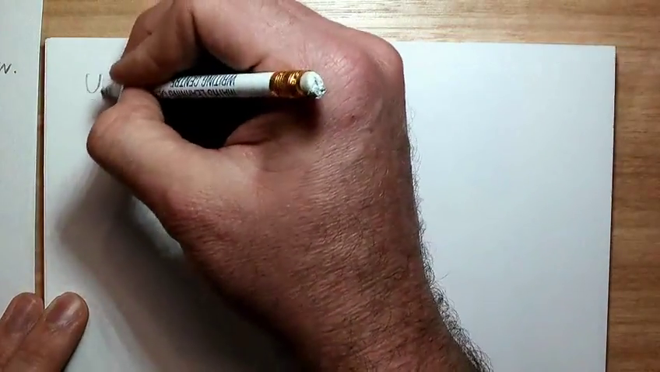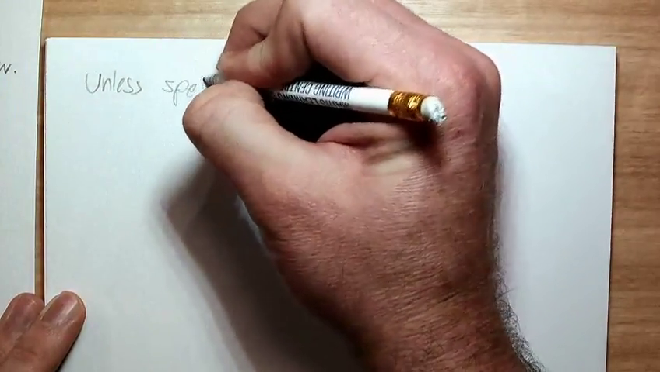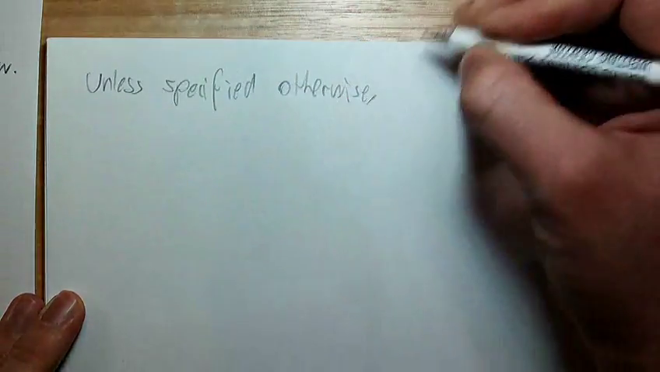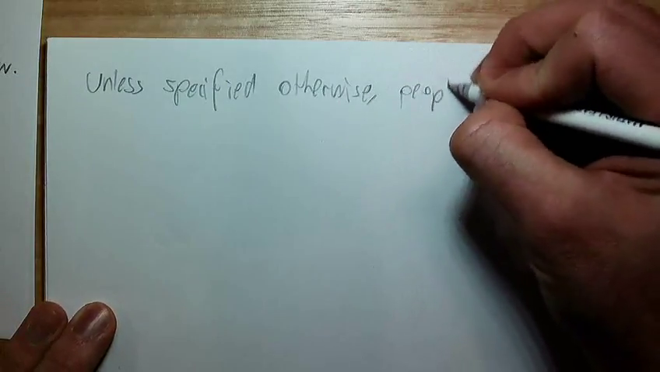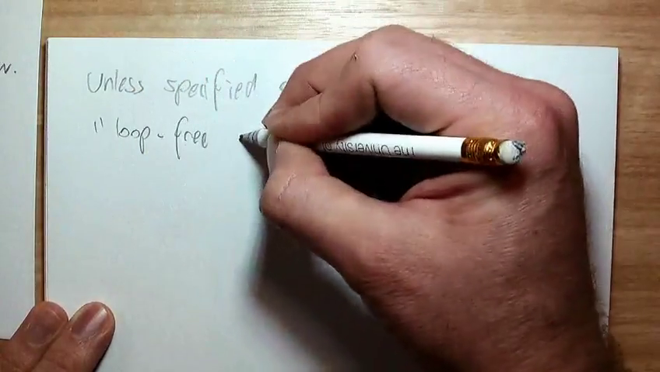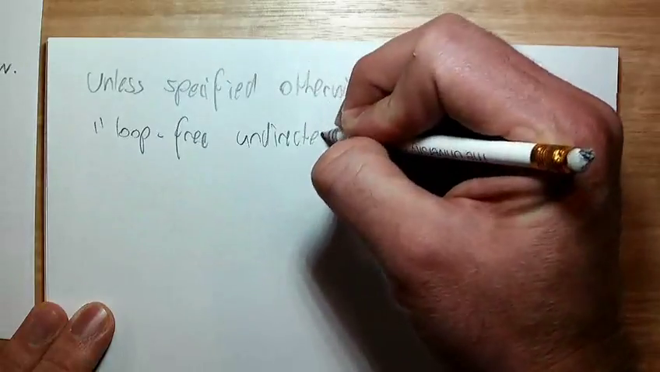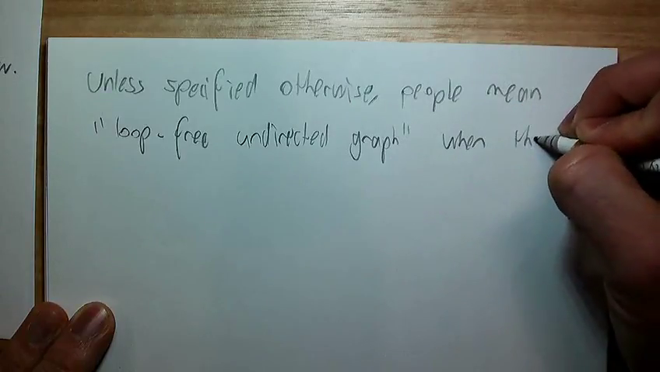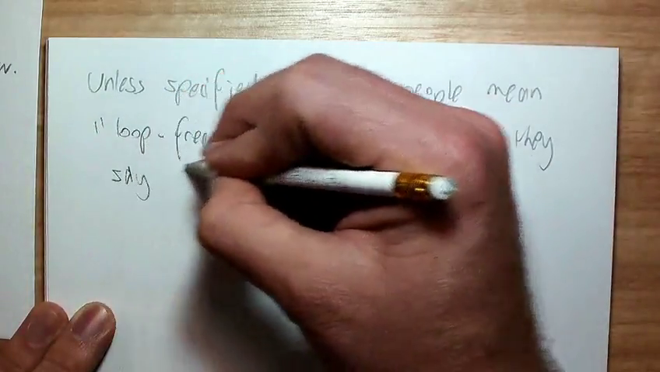There was a note in your course that when people say graph without qualifying it, they usually mean an undirected loop-free graph. So, unless specified otherwise, people mean loop-free undirected graph when they say graph.